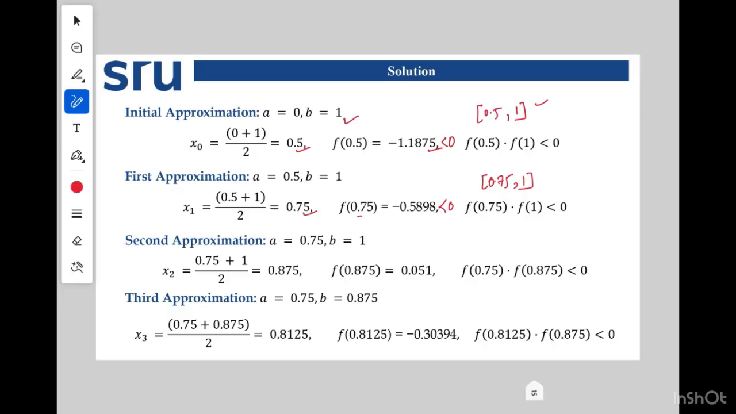Now with the new interval, we can calculate the second approximate root by taking the midpoint of this interval. So x2 is 0.75 plus 1 divided by 2, which is 0.875. Now again, if we calculate the value of the function at this point, this function is positive. So at 0.875 it is positive and at 0.75 it is negative. Now the root lies between 0.75 and 0.875.